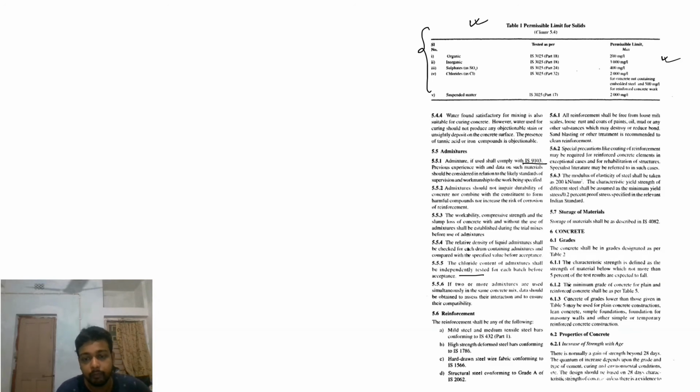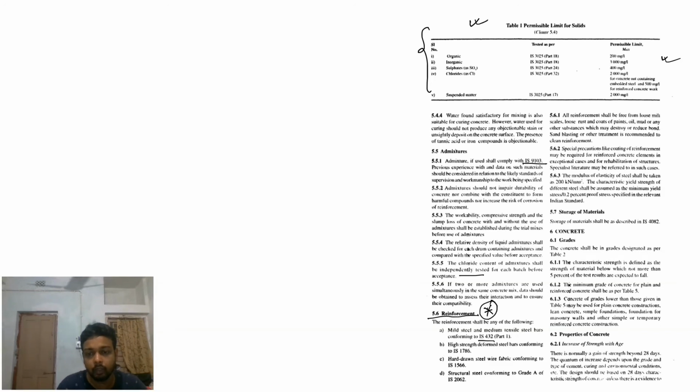Now we talk about the reinforcement. That is a very important thing. Reinforcement shall be any type of the following: mild steel, that is IS 432; high strength deformed bars, that is HYSD. In some exams they ask what is the full form of HYSD: high strength deformed steel. Then IS 1786 for high strength deformed bars, hard drawn steel wire is IS 1566, and structural steel is IS 2062.